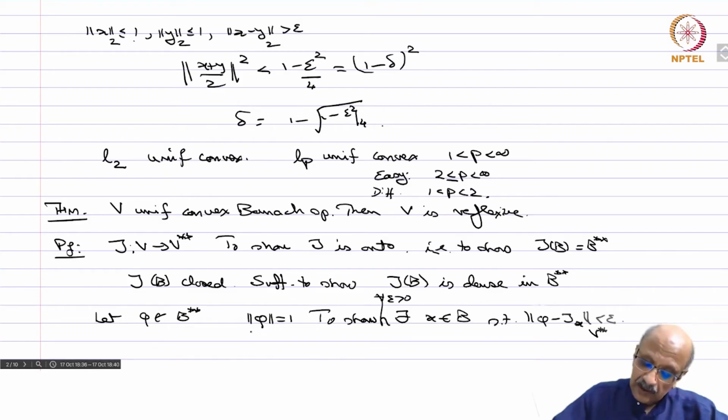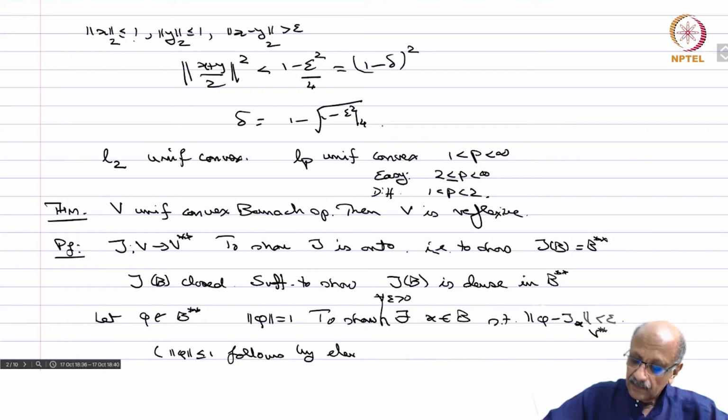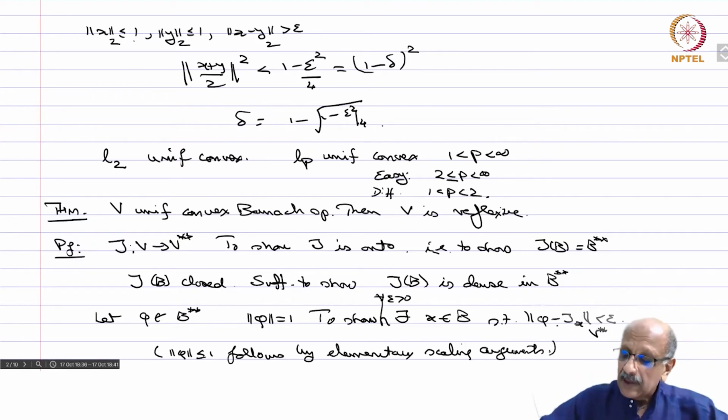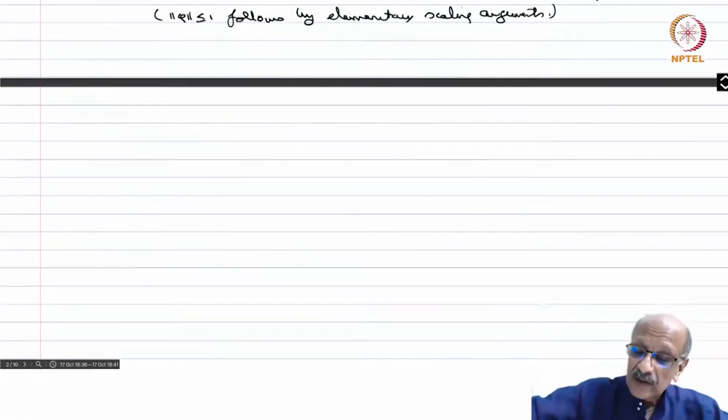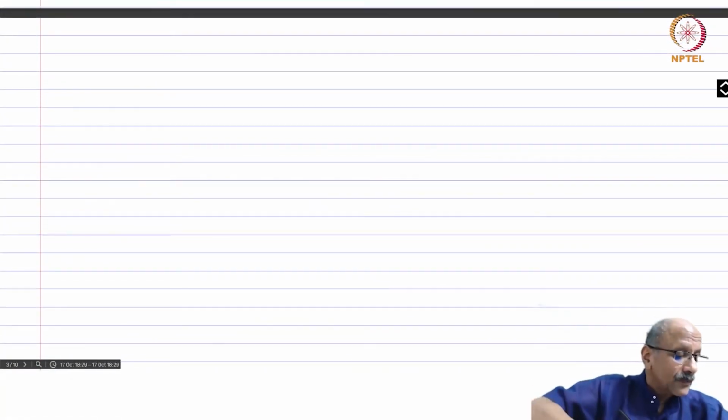Now I have said norm phi equal to 1, but once you show it for norm phi equal to 1, then by elementary scaling arguments you can easily show it for any other phi with norm phi less than or equal to 1. Namely, the theorem will be true for phi by norm phi, and from there you can easily deduce it for any phi. Okay, so we are going to assume that.